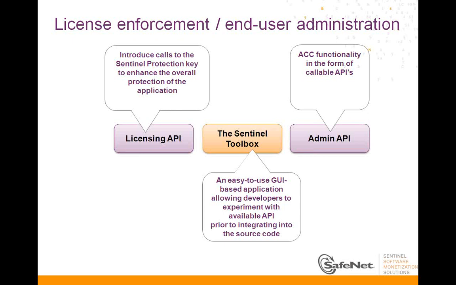The admin API provides the functionality available in Admin Control Center or ACC and the Central License Manager in the form of callable API functions. These functions can be called to retrieve information from local or remote license managers and to perform various actions on these license managers. For example, examine the configuration of a license manager installation and make modifications to its configuration. Examine a list of accessible protection keys. Retrieve all feature data for specific protection keys.